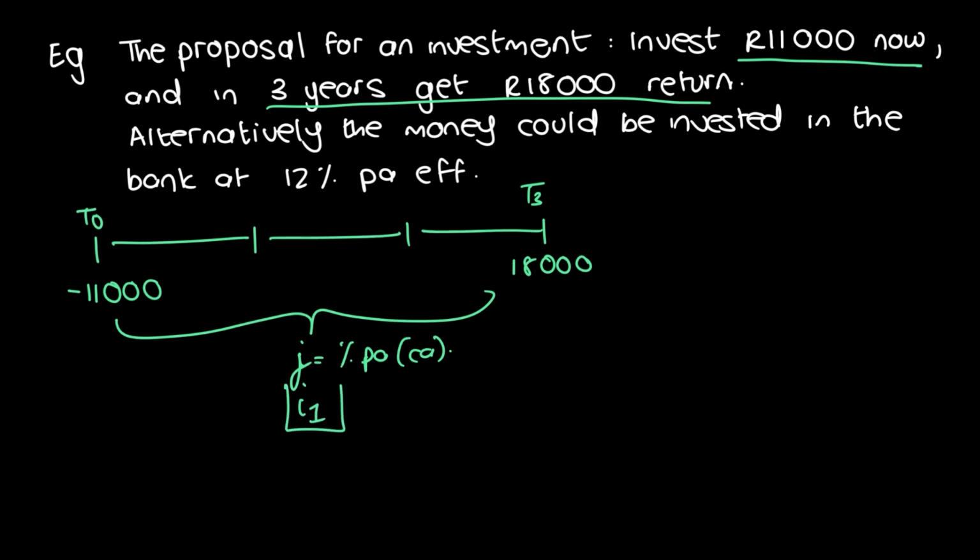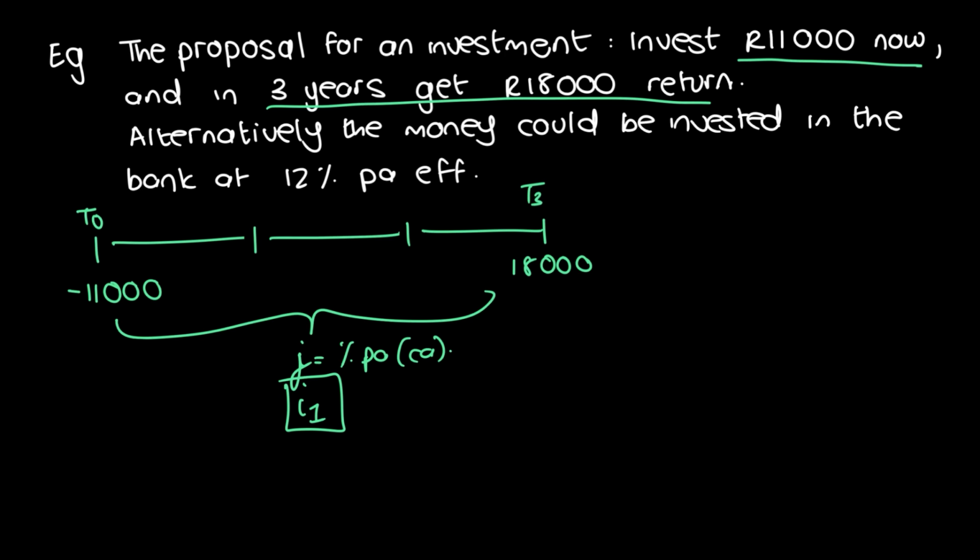We would like to know what i1 is. What is the annual effective interest rate? Because that's what the IRR is. The internal rate of return is the annual effective interest rate of the project. So for this example, it's just straightforward. We could use our compound interest formula to work it out.